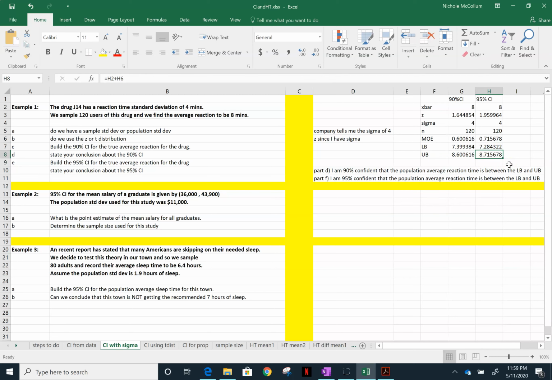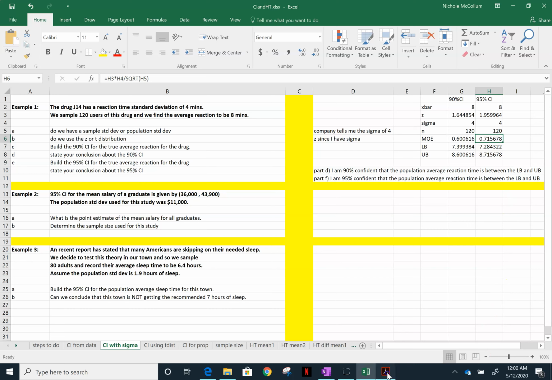This is very important to see. For a 90% confidence, your bounds go from 7.4 minutes to 8.6 minutes. If I want more confidence, look what happens to the bounds. If I want 95% confidence, look what happens to the bounds. They get farther away. Why is that? Well, because you have an error that's bigger. But why is the error bigger?